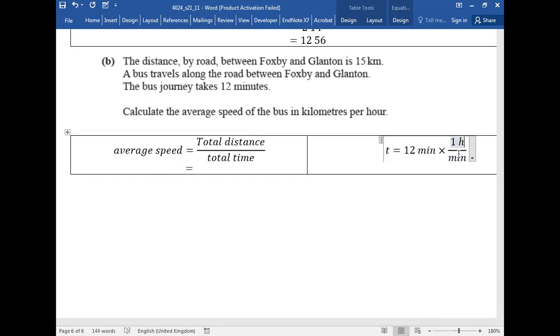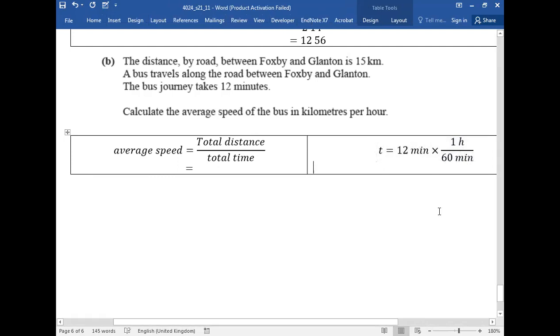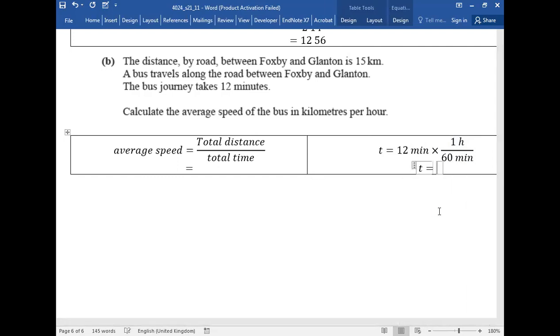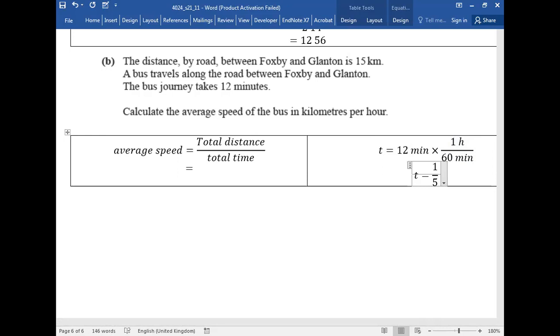1 hour is, I know you can just do it directly as well, but this method helps you when you need to do complicated conversions. सही है? So 12 upon 60 करोगे तो कितना आएगा? 1 upon 5. Is that right? You simplify it. It's 12 upon 60, 1 upon 5. Now what are you supposed to do?